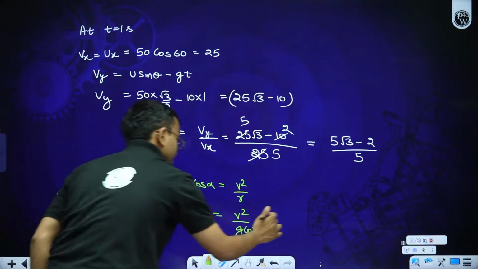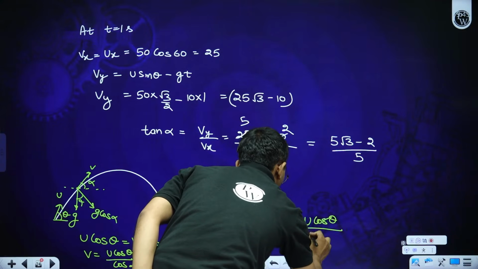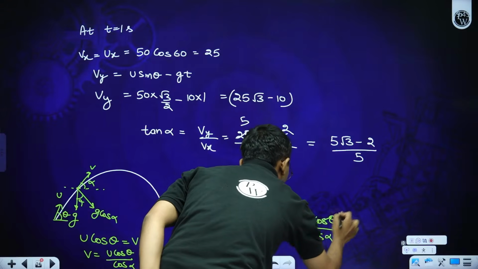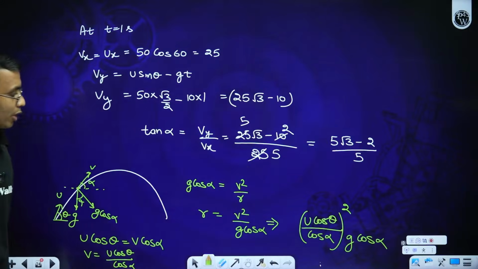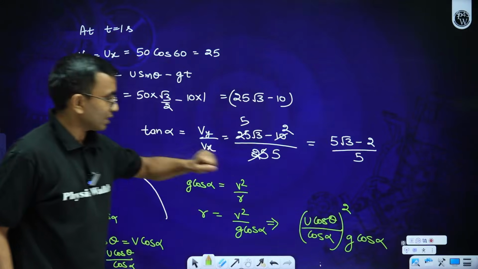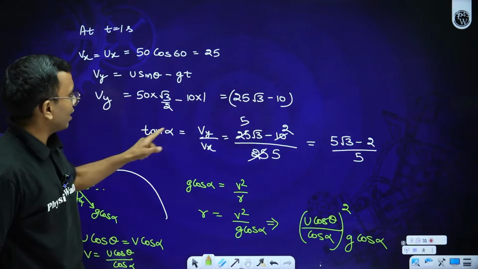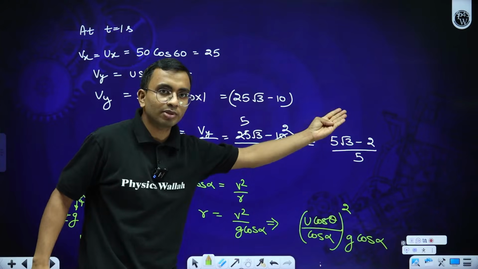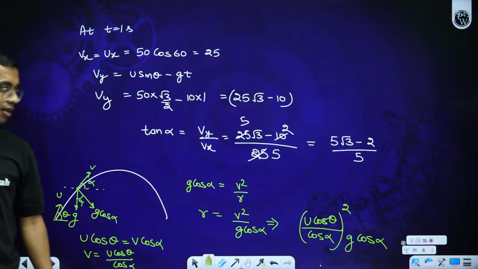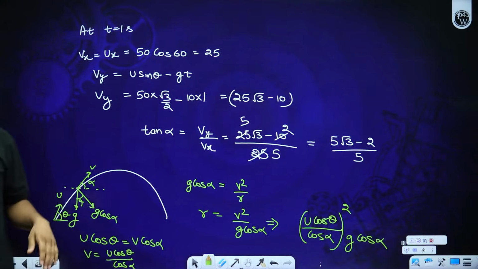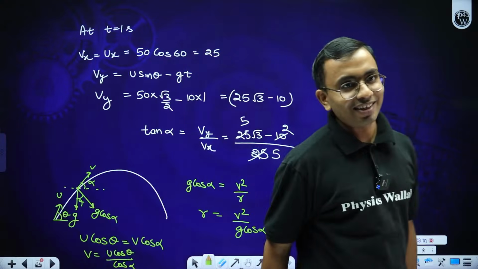Put it there. So this is u cos of theta by cos of alpha whole square by g cos of alpha. Okay, u is 50, theta is 60, and alpha you have to find. You have to find cos alpha from there. Do some calculation. It is a lengthy question actually. This second part was a bit lengthy. Now calculations will be a bit more difficult in this case. I gave this question to make you understand the concept.